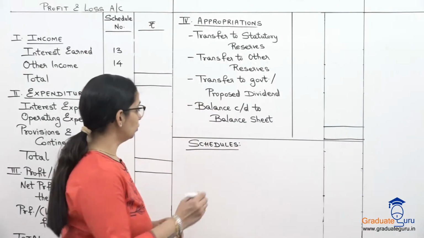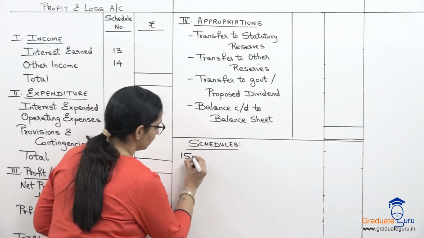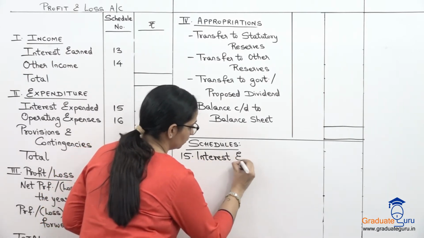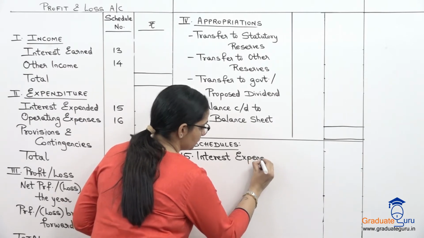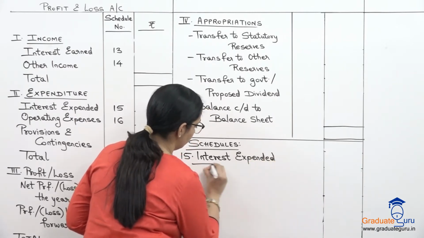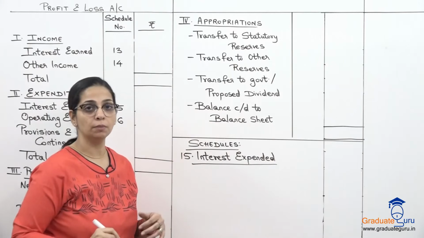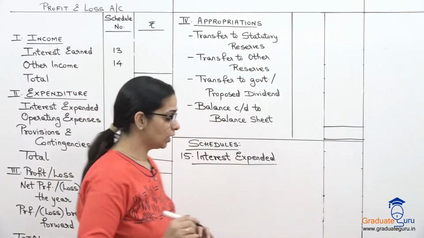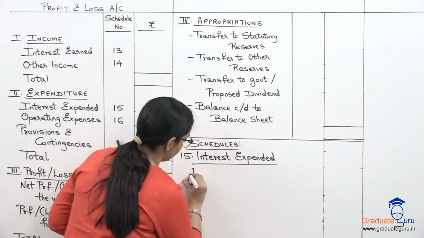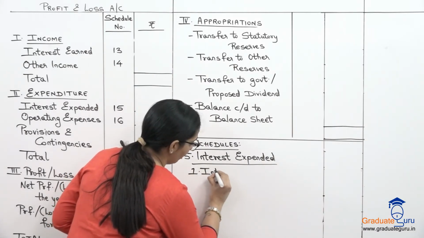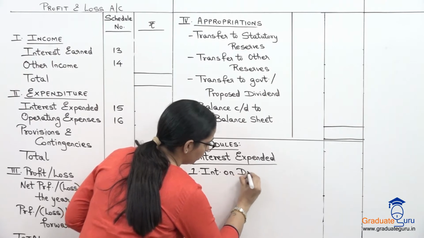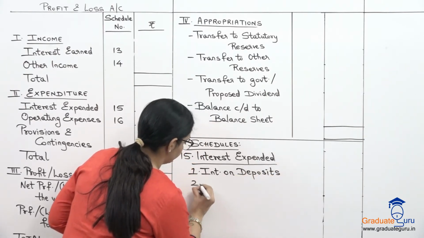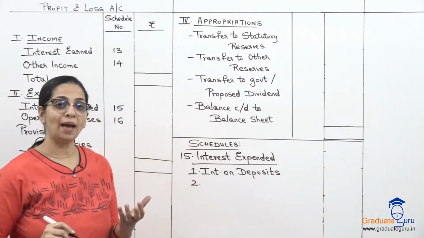So now let's go to schedule number 15, which is interest expended. Expended is nothing but spent. So जो interest bank pay कर रही है, that interest is shown over here. It's a very small schedule. So first we have interest on deposits. That is all the deposits which the bank has taken.